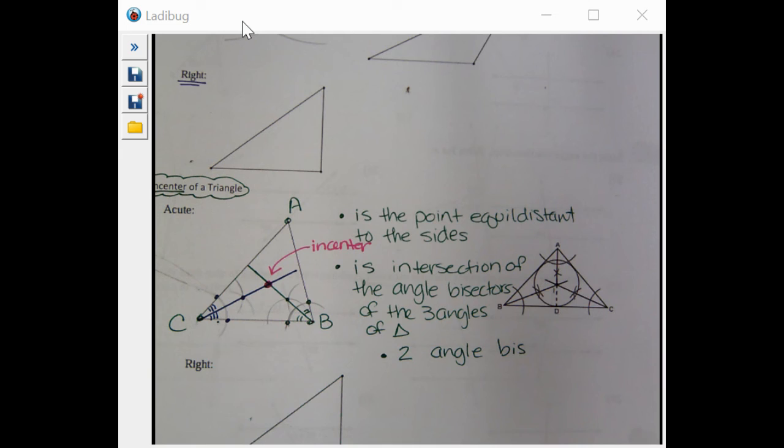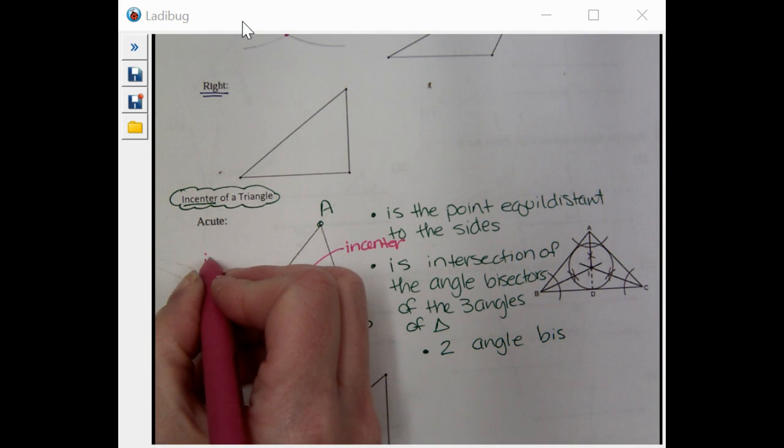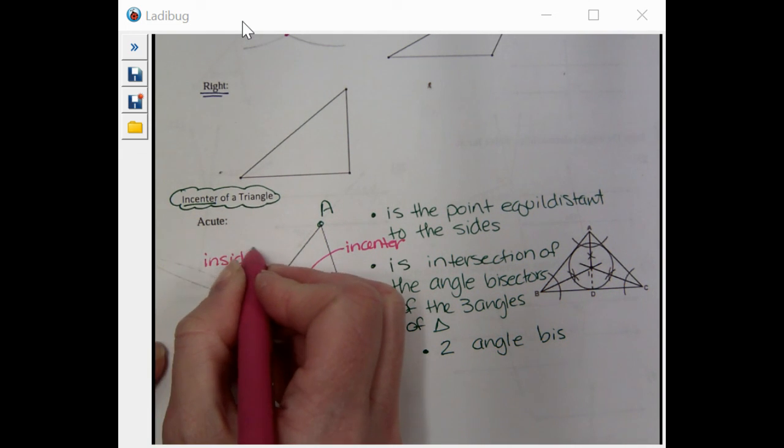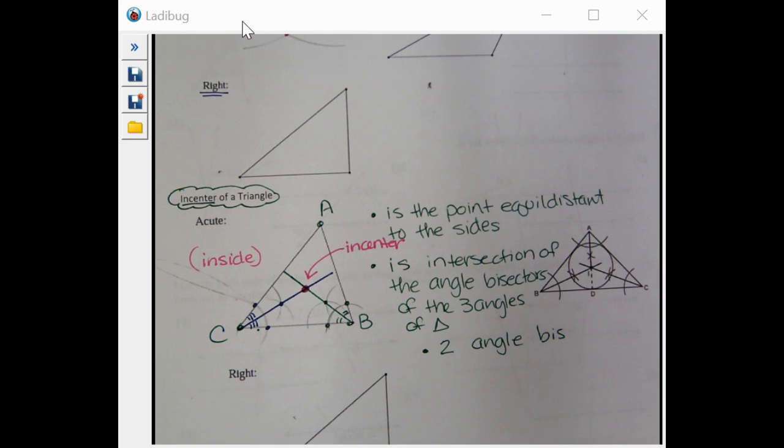And your incenter is always going to be inside your triangle. It actually doesn't matter whether it's acute, obtuse, or right. It's always going to be on the inside of my triangle. You'll see when we get to unit 7, that's because it's also the center of my inscribed circle. So that's a lesson for another day.